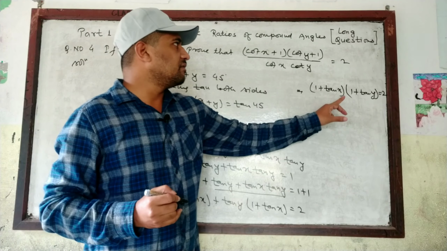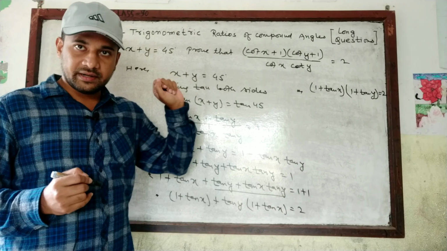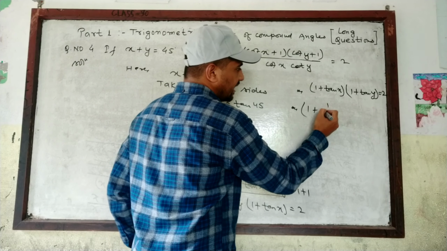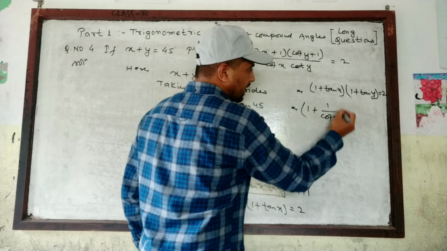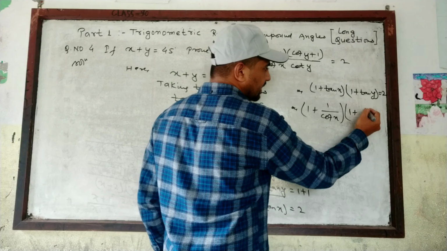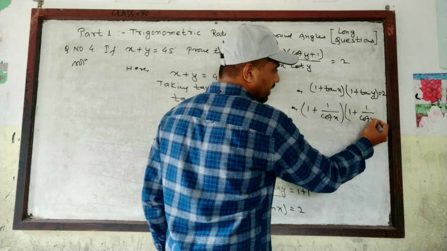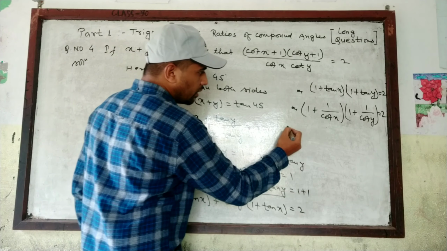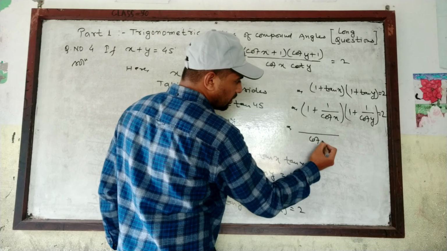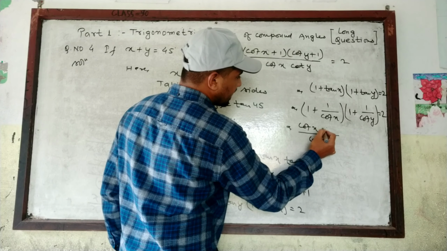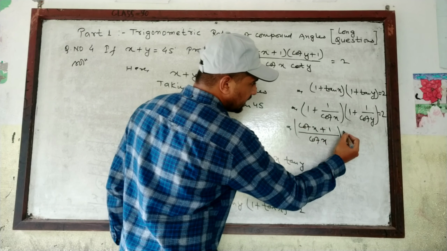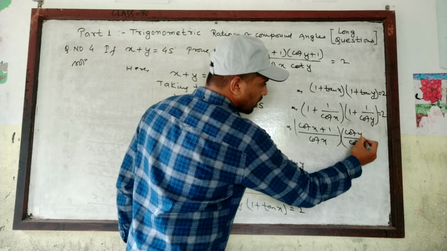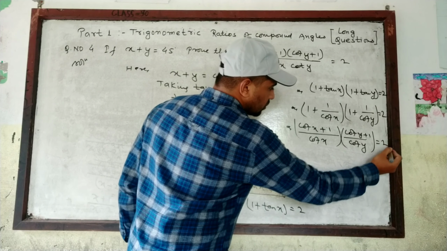Now we have to convert this in the form of cot. 1 plus, in the place of tan x we have to write 1 by cot x. Similarly 1 plus, in the place of tan y we have to write 1 by cot y, is equal to 2. Or taking LCM here, cot x plus 1 over cot x. Similarly this side, LCM, cot y plus 1 over cot y is equal to 2.